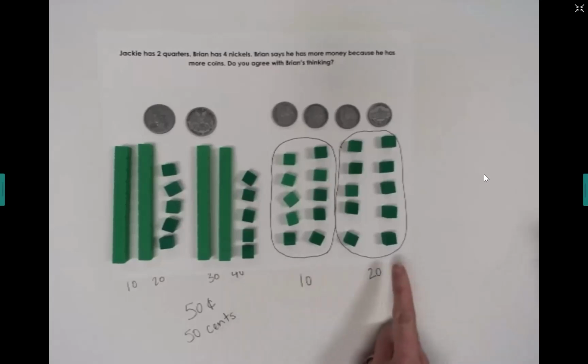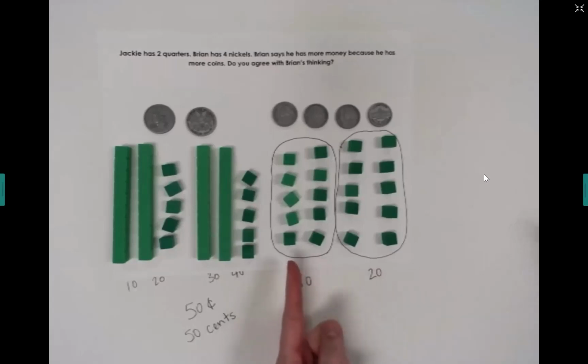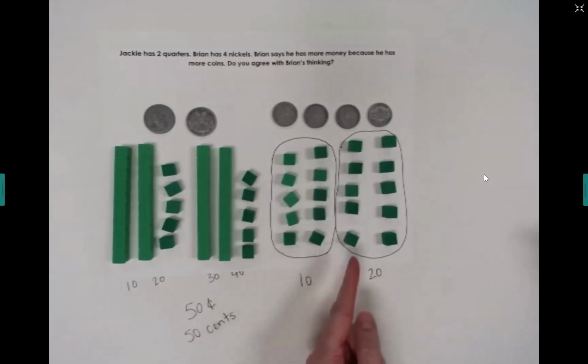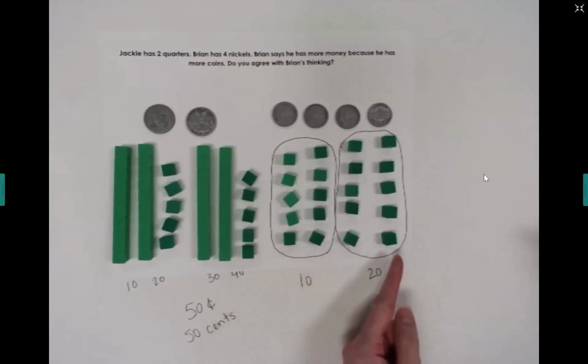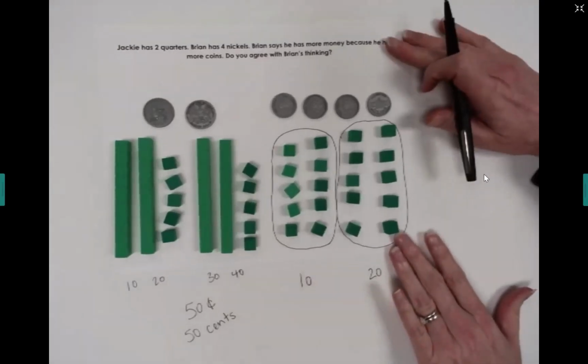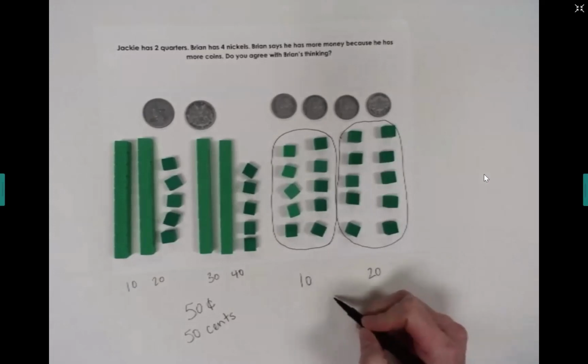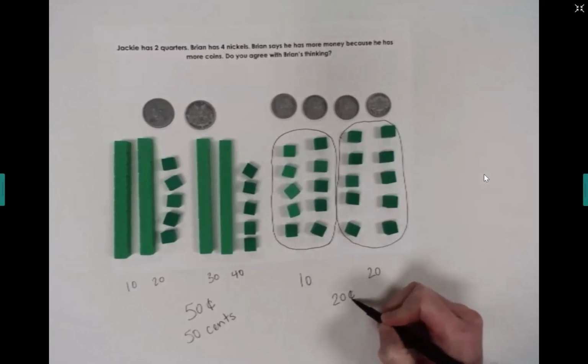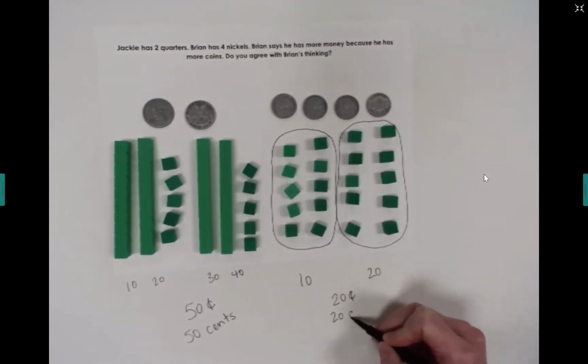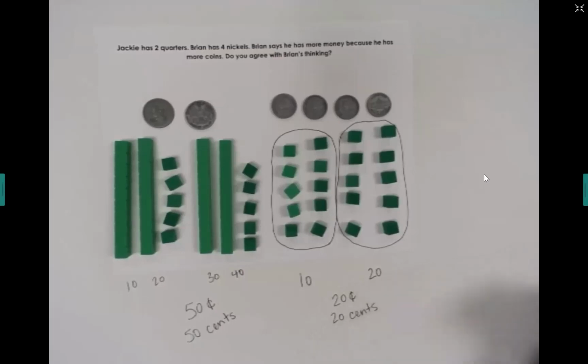Or I could even think about when I was working with growing patterns and we had growing patterns that increased by 5. Some of your students may even think about this as skip counting by 5s: 5, 10, 15, 20, if it's increasing by 5 each time. So lots of different strategies and background knowledge that they can rely on to figure out that Brian's coins have a value of 20 cents.